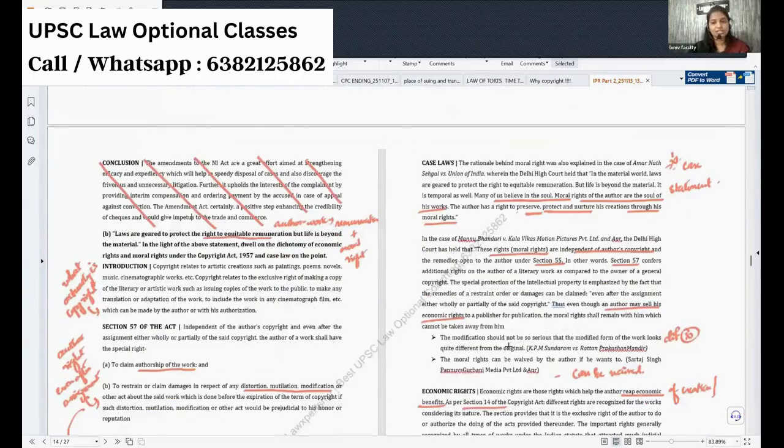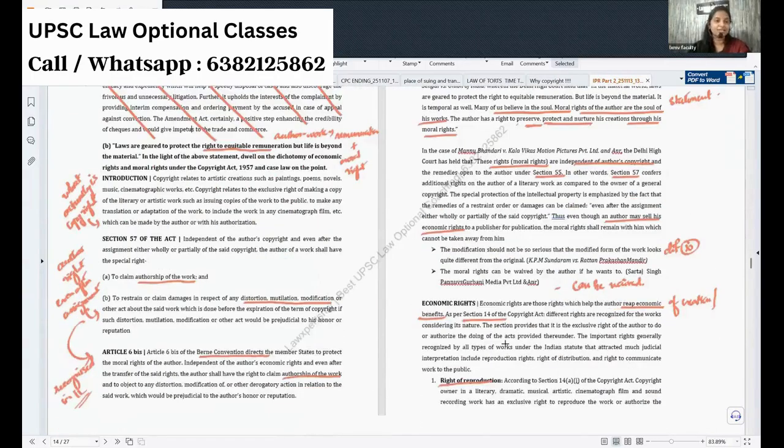Now coming to another question, I have brought out the exact answer for you, so you will understand how to give an introduction and all those things. This is there in your previous year questions, so it is solved. You can look at that as well. So coming to the question, laws are geared to protect the right to equitable remuneration.